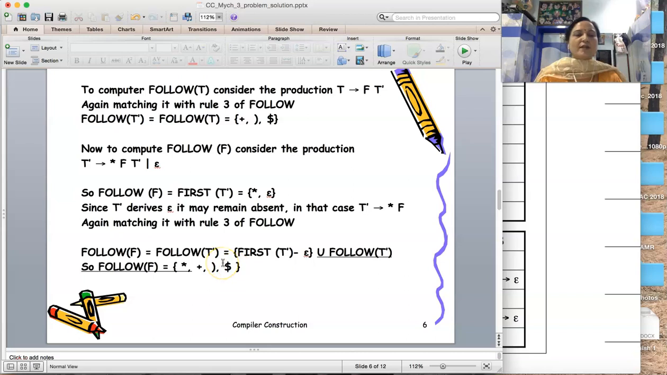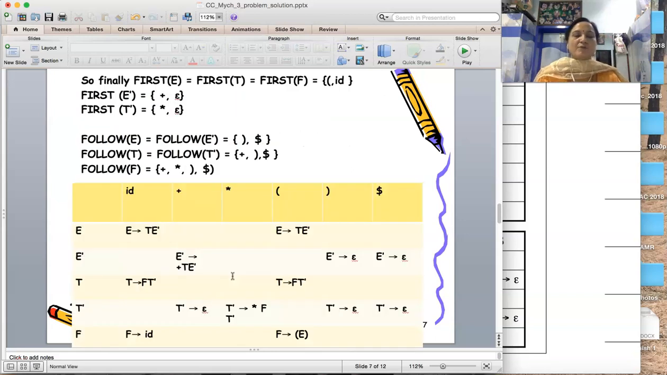So follow of F is nothing but first of T dash minus epsilon union follow of T. So first of T dash is star and follow of T just now we have computed is plus, closing bracket and dollar. So finally we can say that follow of F equals star comma plus comma closing bracket comma dollar. So this is how to compute the follow of all non-terminals.